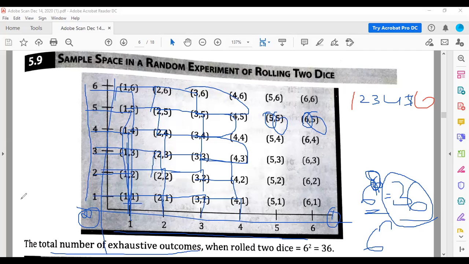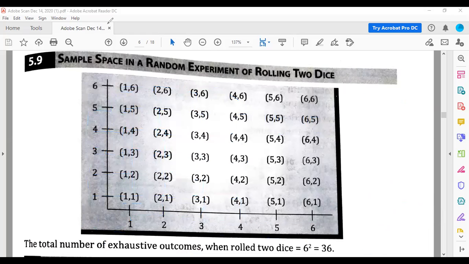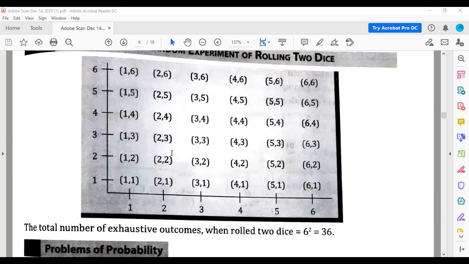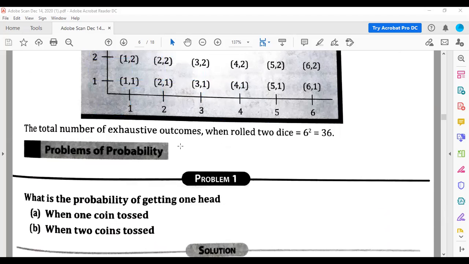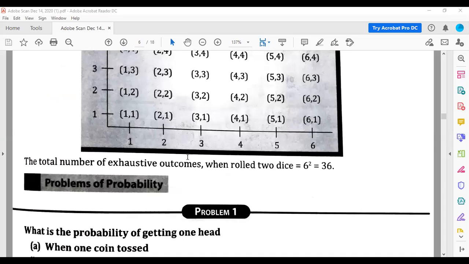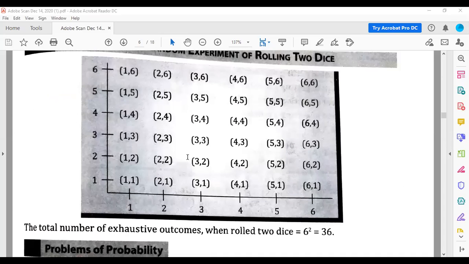Understood this part? Any doubts until here?